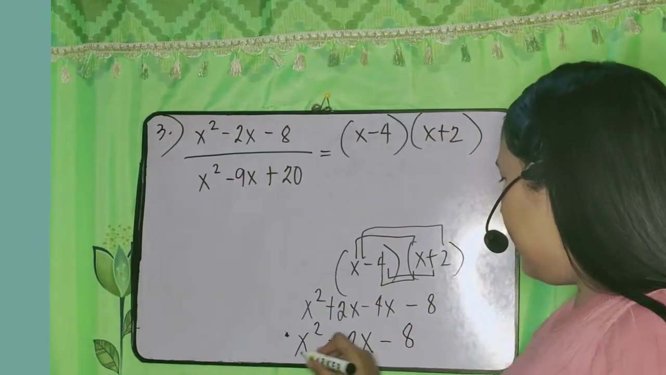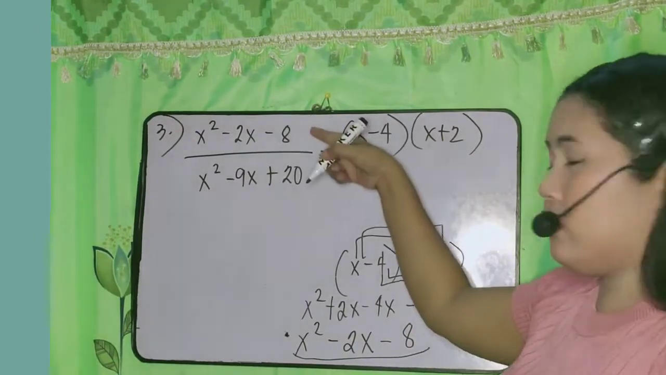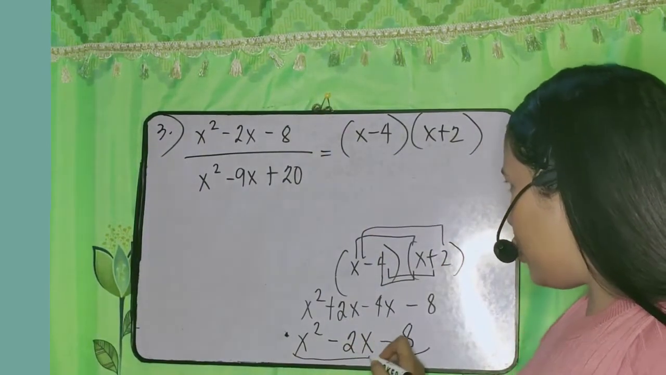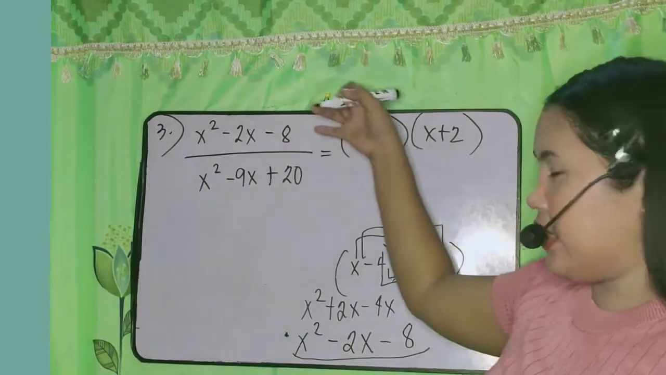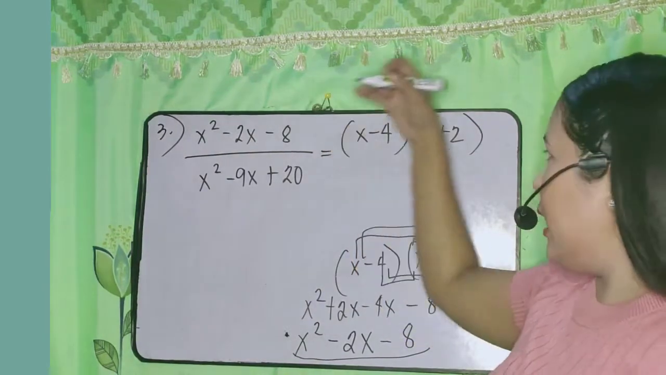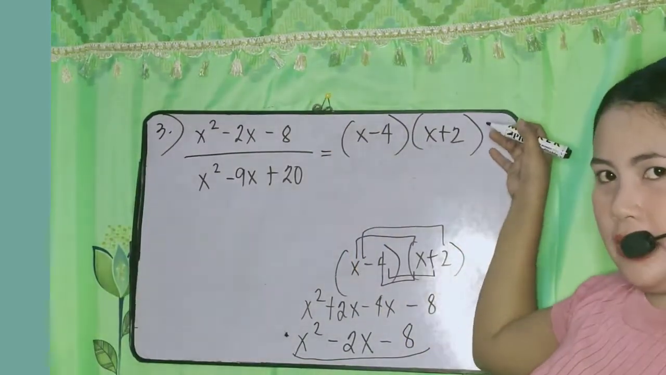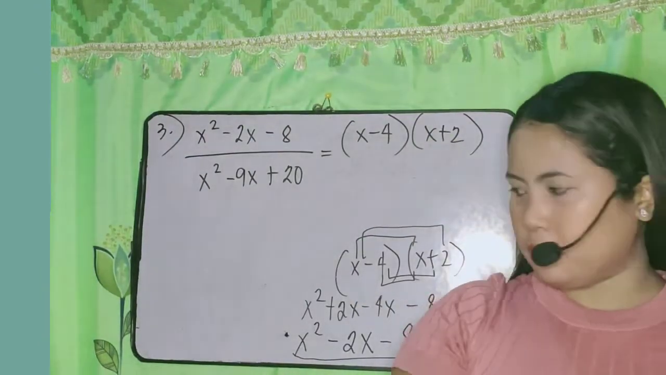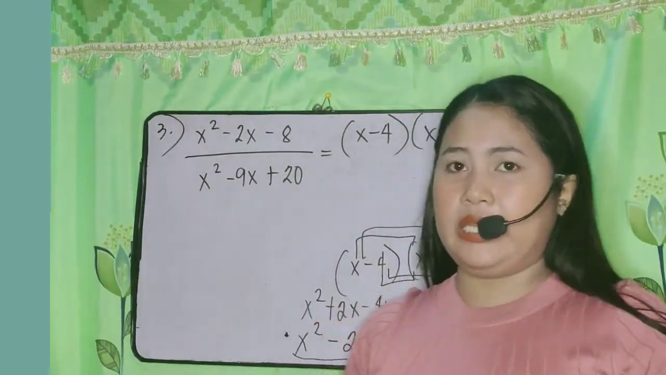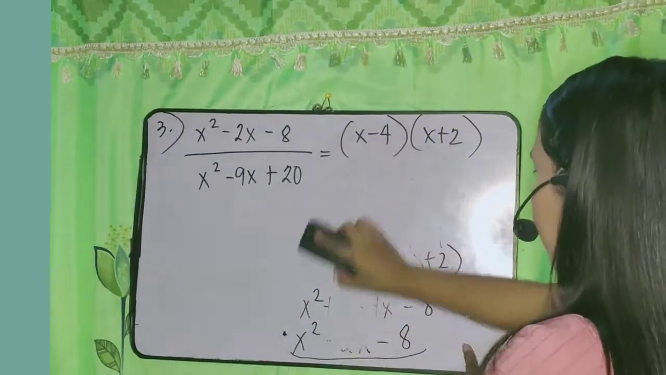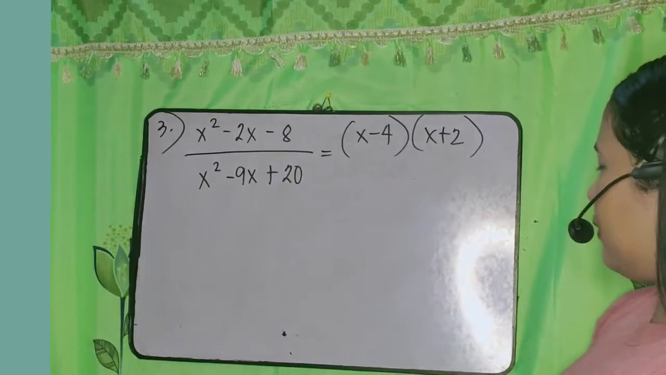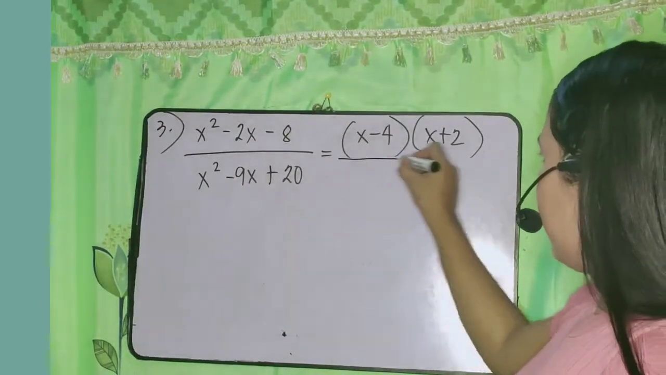Now, question. Is this correct? Okay, so it's correct. Once it matches x squared minus 2x minus 8, it matches our numerator. Meaning, our factor is correct. So, x minus 4 times x plus 2 is right. Now, let's factor out the denominator. We will look for the factor of the denominator. So, what could be the factor of the denominator?